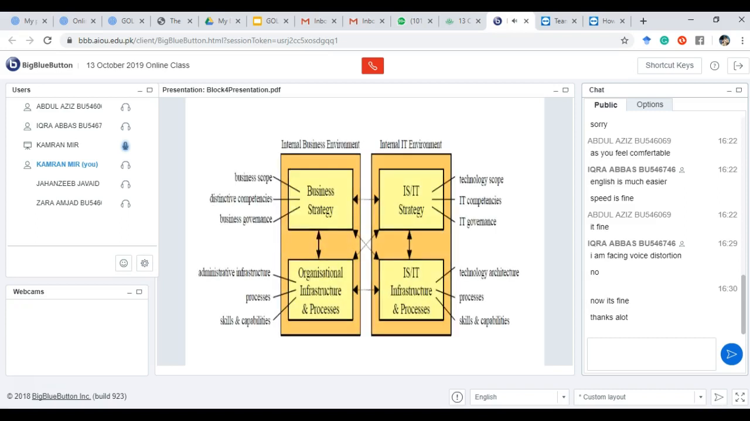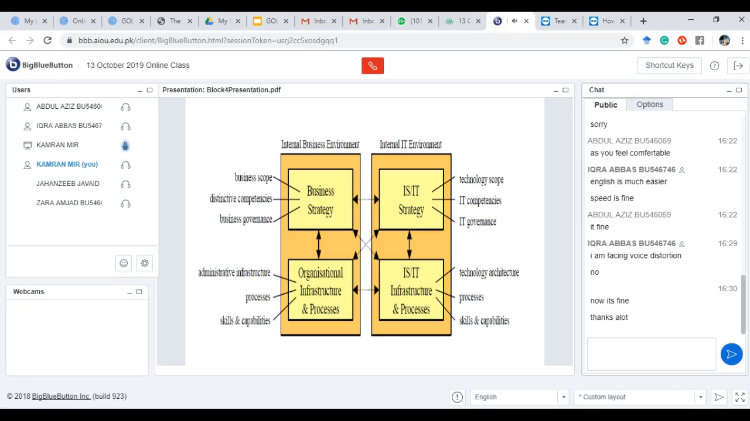Going forward, you can see there's another picture there which says internal business environment. What exactly does the internal business environment cover? As a whole, you can say it's business strategy, business scope, distinctive competencies, business governance. It's everything related to the business internally. What are the internal factors within the business? What's the scope of the business? How are they going to determine their competitiveness, and how is the business going to be governed? It means how the business is going to run.